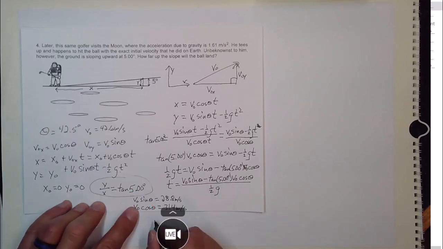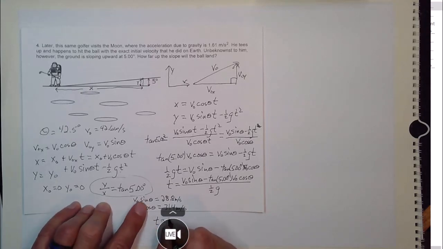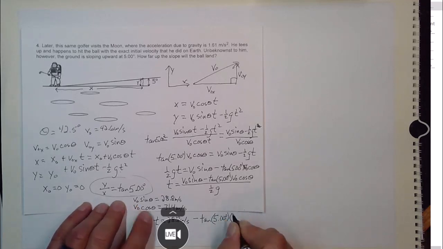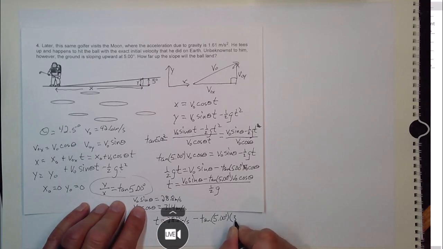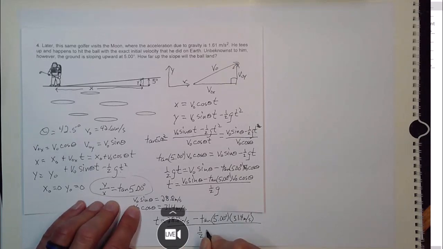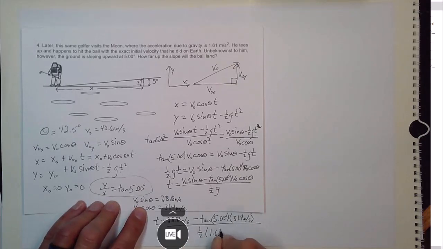Well, I think I'll just rewrite my expression here. t is going to equal v naught sine theta, 28.8 meters per second, minus the tangent of 5.00 degrees times 31.4 meters per second. Tangent of 5 degrees isn't very big, so that's going to knock this one down by quite a lot. And then on the bottom I'll have 1/2 of 1.61 meters per second squared.